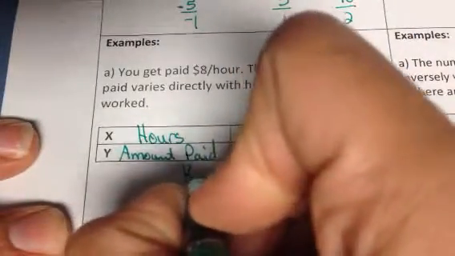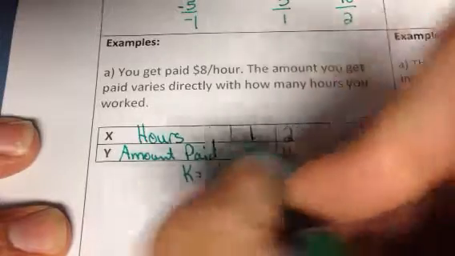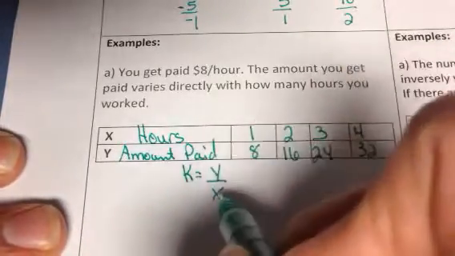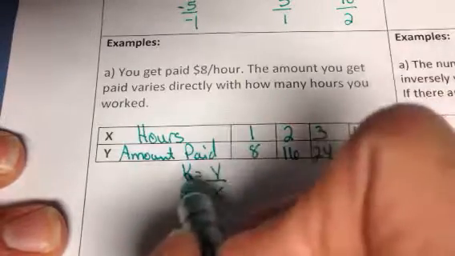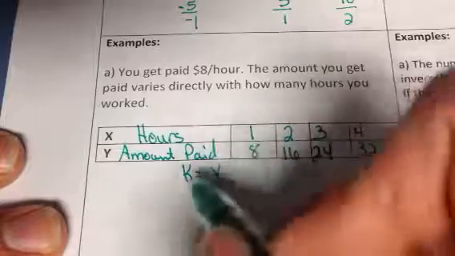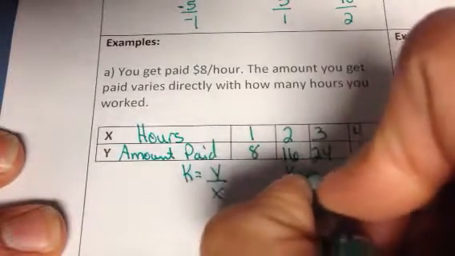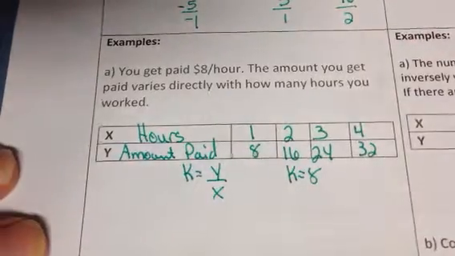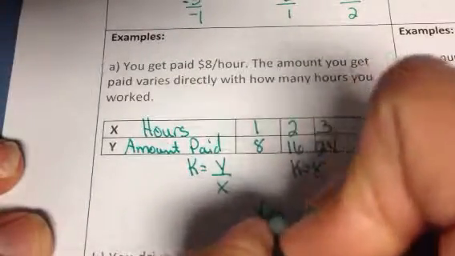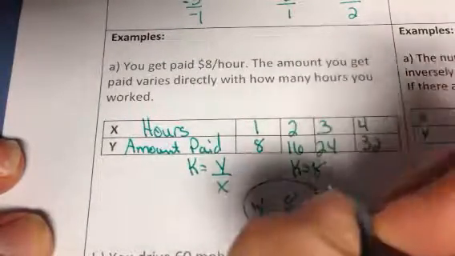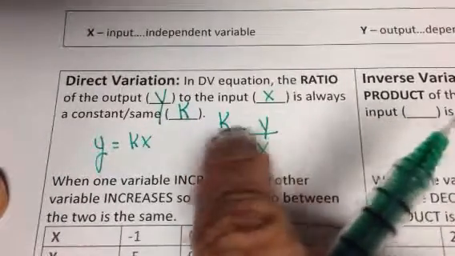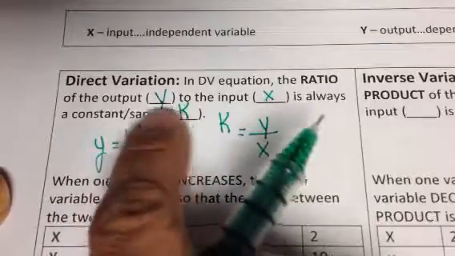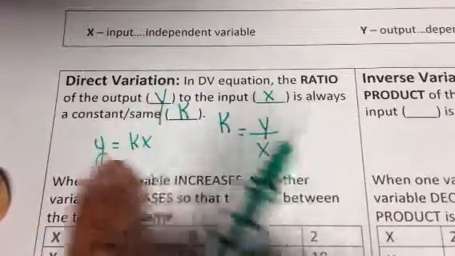But again, the constant is this ratio of y over x. So if you take 8 divided by 1, you get 8. If you take 16 divided by 2, you get 8. If you take 24 divided by 3, k is 8. If you take 32 divided by 4, k is 8. So in the end, k is 8. And if I were to write the equation that represents this situation, an equation is y equals 8x. So the two equations: one equation is the ratio one that helps you find k, and the other equation is the equation that represents the entire situation.